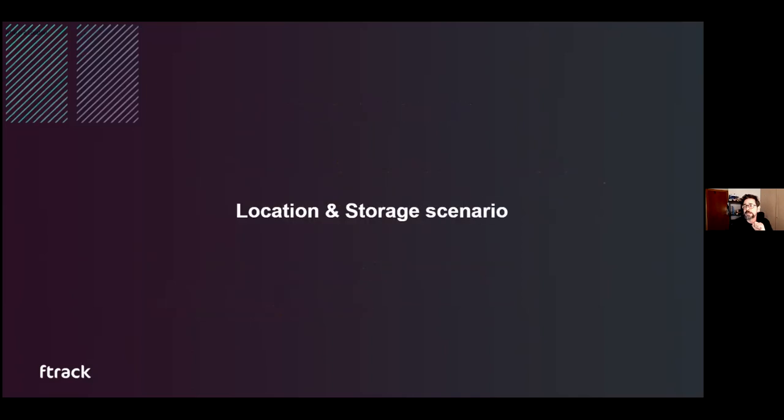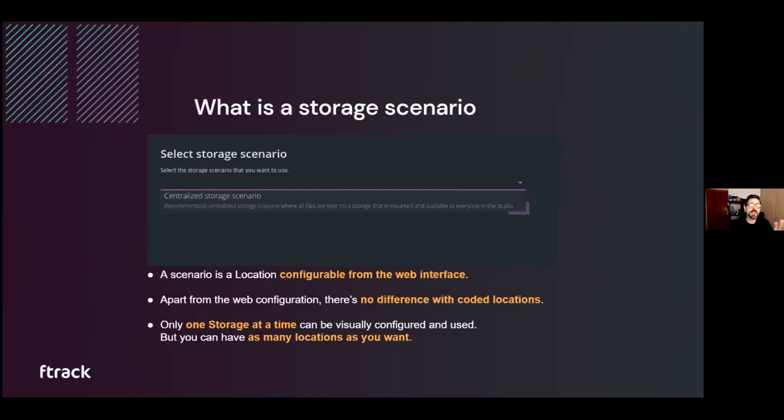So let's start disambiguating a bit. If you have been using ftrack for a while and you have been using Connect, you know that the first thing that Connect does when it starts up is to ask you if you have been configuring a storage scenario. Storage scenarios are not part of this webinar, and we'll see why in a second. We will be focusing more on location itself, because what is a storage scenario? A storage scenario is basically a location. It is a coded location like the other one that we will look into, but it brings with it the ability of being configured from the web interface.